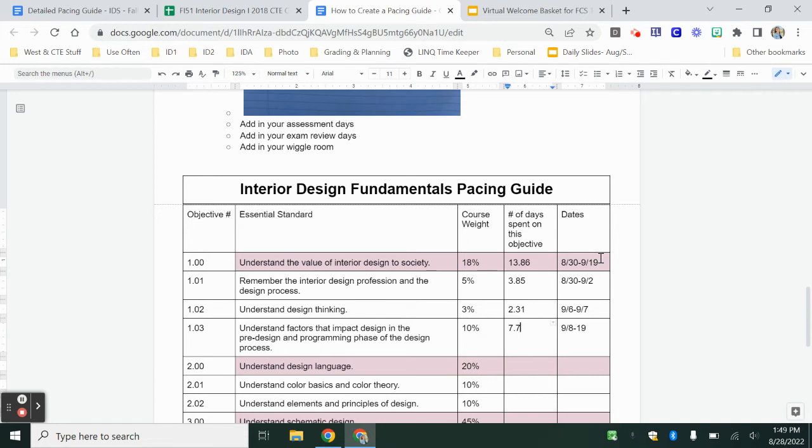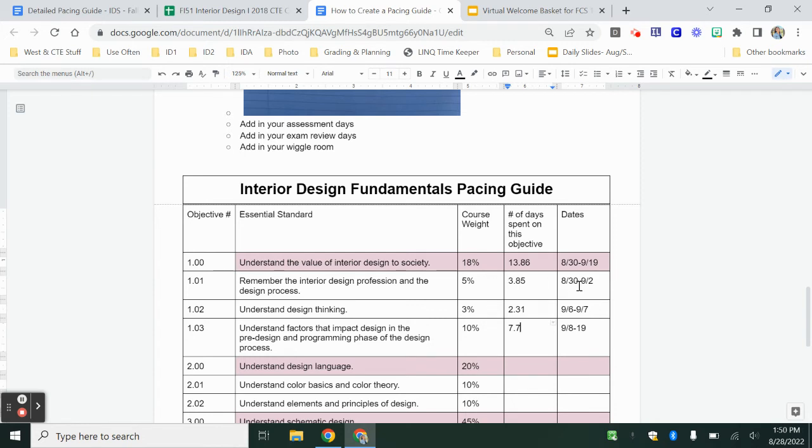Then I can further plug in what dates I should be spending teaching these so that I can keep track of myself and not accidentally spend 25 days teaching Objective 1, or not spend enough time on it. Because essentially, this 18% equates to they're going to have 18 exam questions about that objective. So you want to spend the right amount of time on it. So I just literally plug in my school dates, 13.86, basically 14 is what I end up going with. School days, which ends up giving me August 30th through September 19th as the amount of time I'm spending on Objective 1.